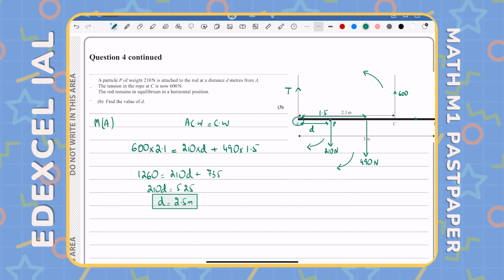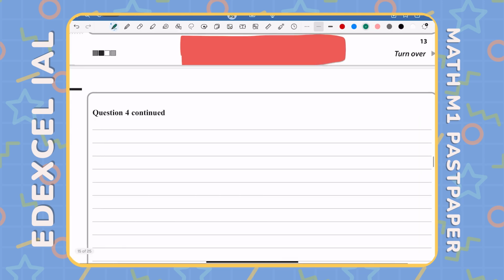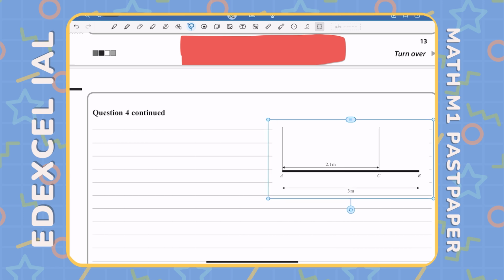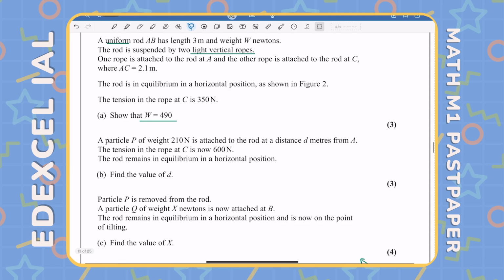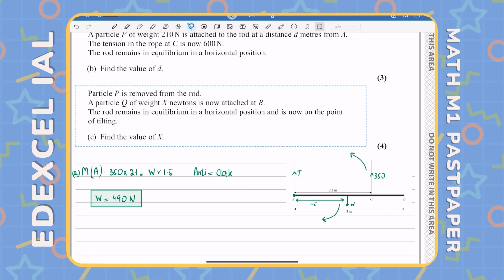Now let's have a look at part C. Let's see what part C says. Once again, we're going to be using a fresh copy of the diagram given. Here is part C. Let's see what it says.